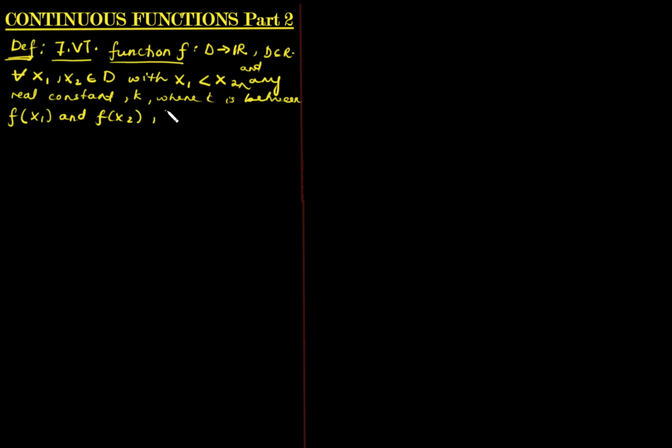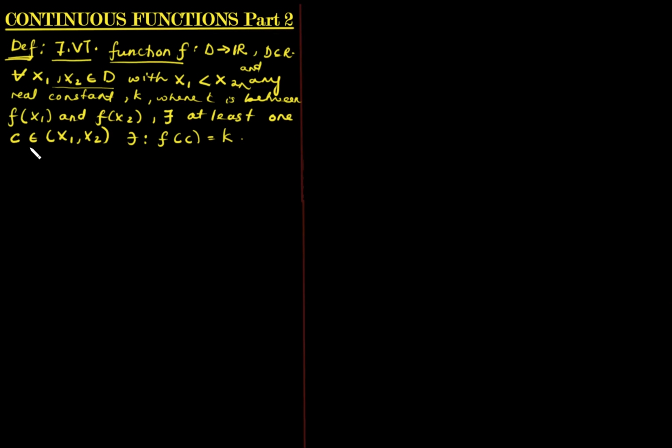then there exists at least one constant, so let's call it c, and that c is between these two values that we picked up here, x1 and x2 in D. So c is between them, such that f of c, when you plug c into x, equals k. So we know that the intermediate value theorem attests this.